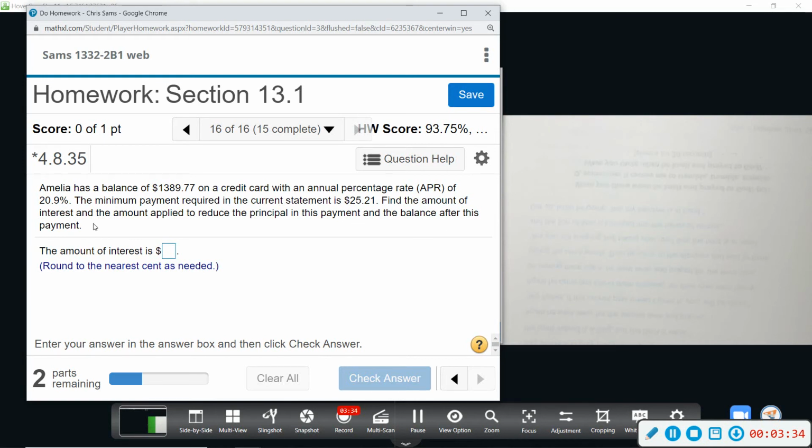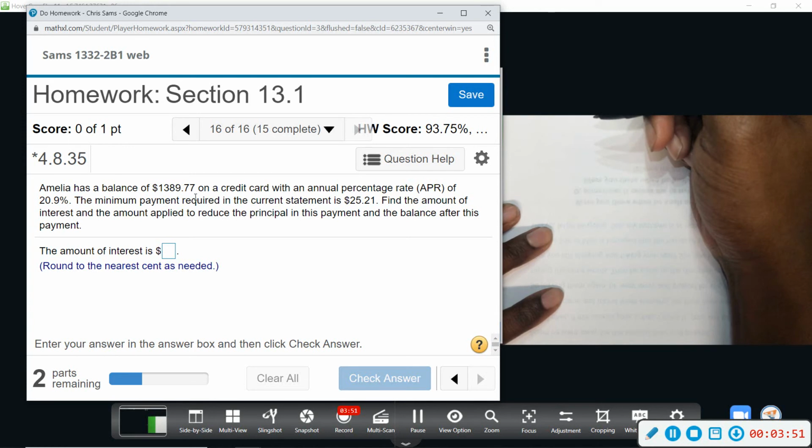So this is a real life application of how credit cards work. They do have very high interest rates, and you will see it will be better if you can avoid using them unless it's an emergency. But let's look at this.